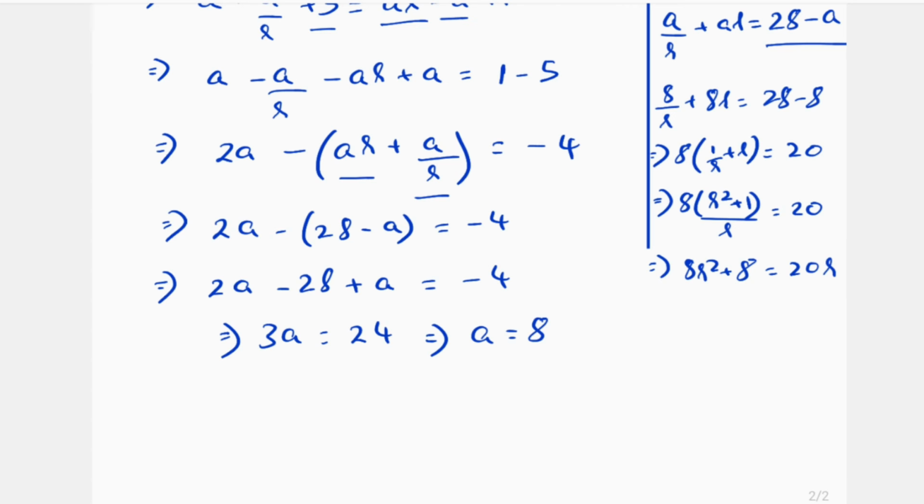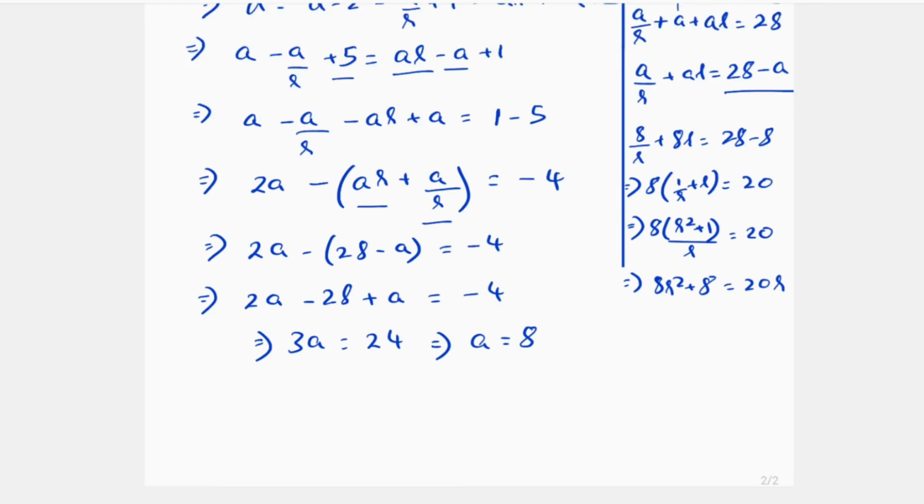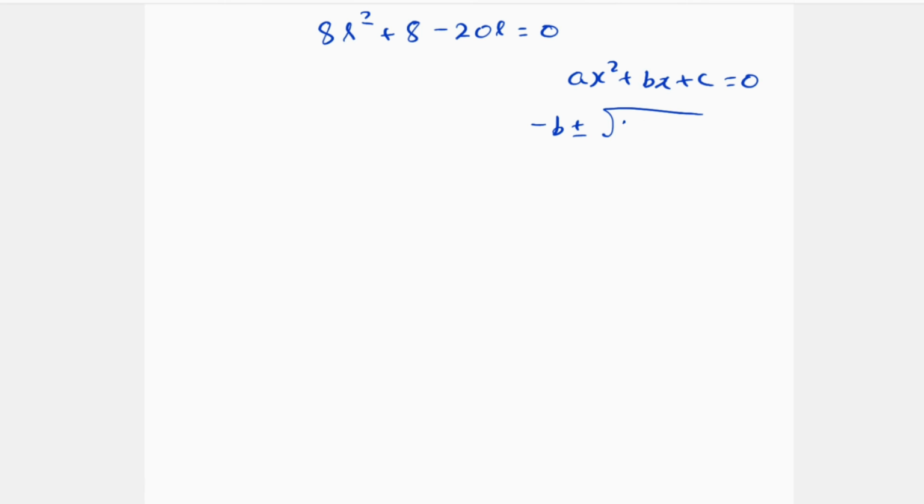Now, we have the quadratic equation 8R square plus 8 minus 20R equal to 0. Okay, we need to find the roots of this quadratic equation to find the value of R. This equation is of the form ax square plus bx plus c equal to 0. We can simply use the quadratic formula minus b plus or minus root of b square minus 4ac divided by 2a to find the roots of this equation.